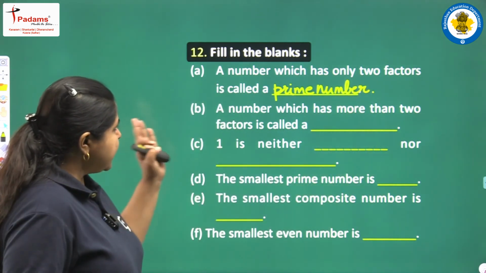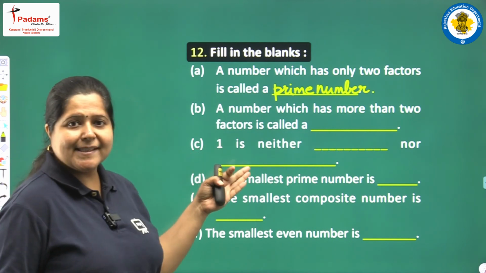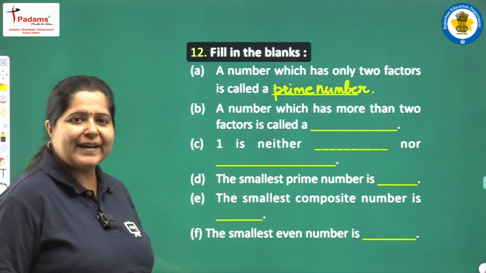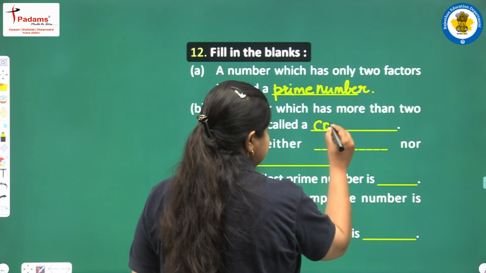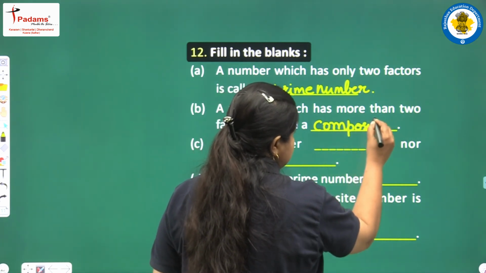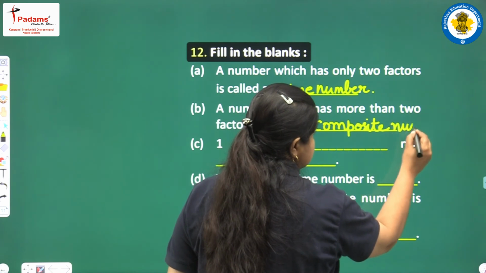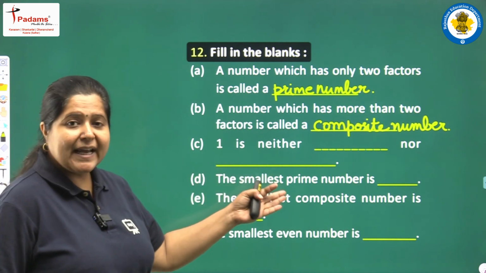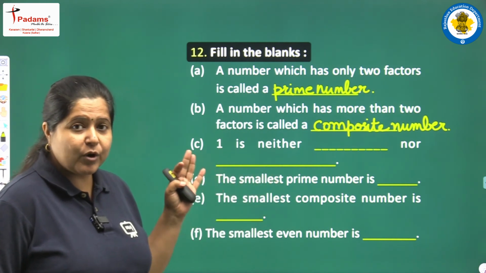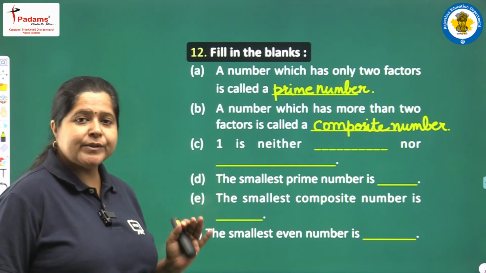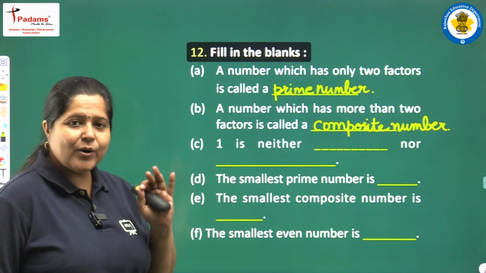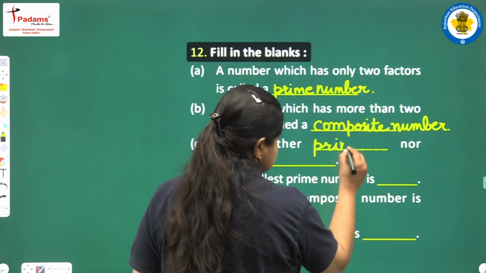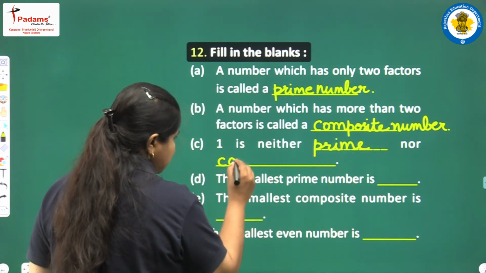A number which has more than two factors is called a composite number. A composite number has more than two factors. That also we have discussed again and again, and so it will be a composite number. 1 is neither a prime number nor a composite number. You should always remember this, that 1 is not included in the prime numbers and nor in the composite numbers. So, we write here 1 is neither prime nor composite number.